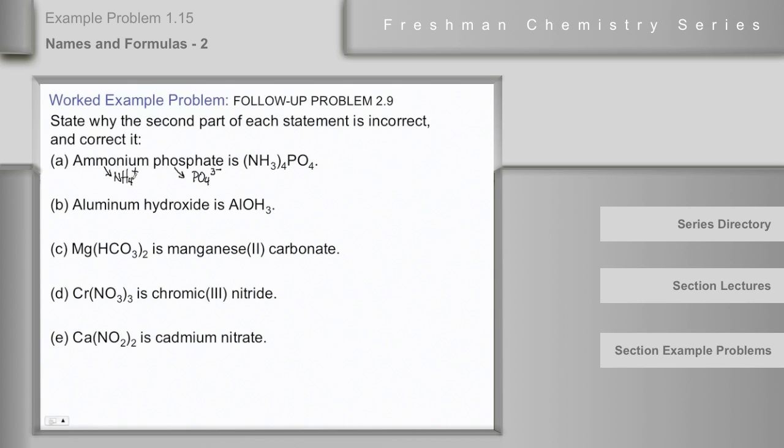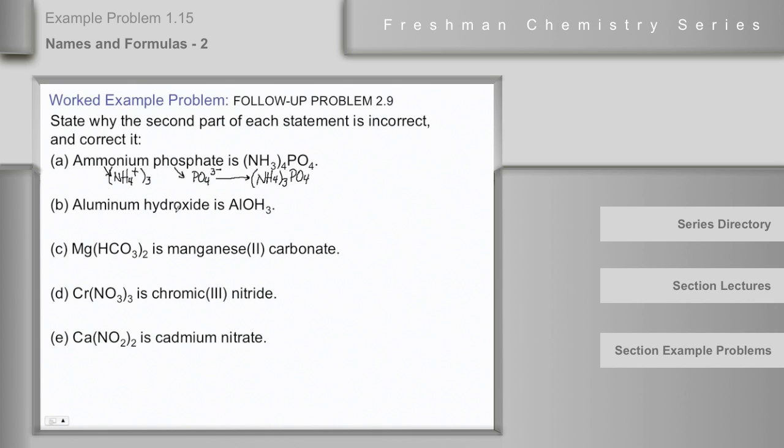It follows from this that ammonium phosphate will have to have 3 ammoniums to balance the charge on 1 phosphate. So the formula for ammonium phosphate will be NH4 taken 3 times PO4 instead of NH3 taken 4 times. So we deduce this from the charges on the ions that are present in the compound.